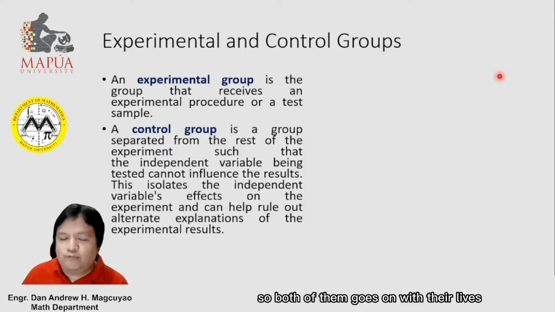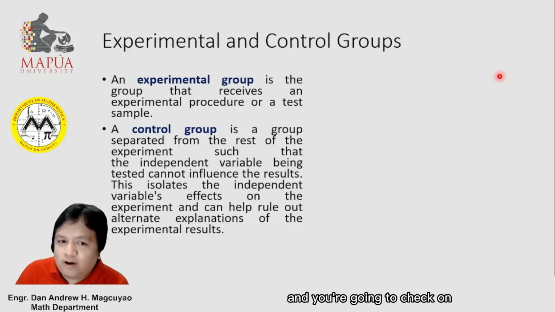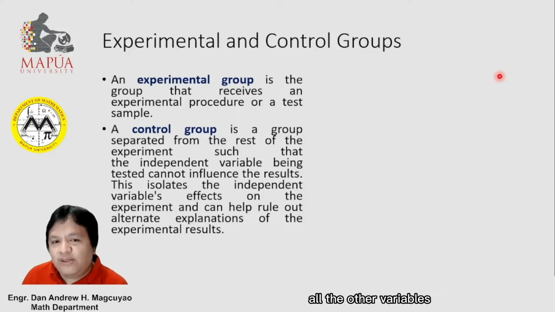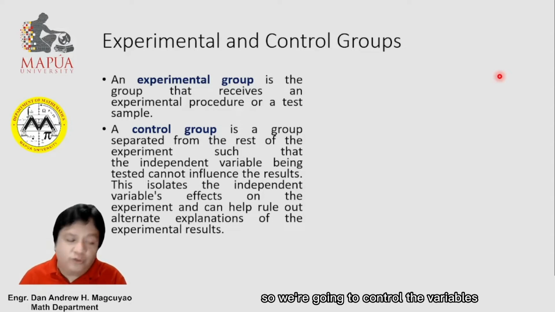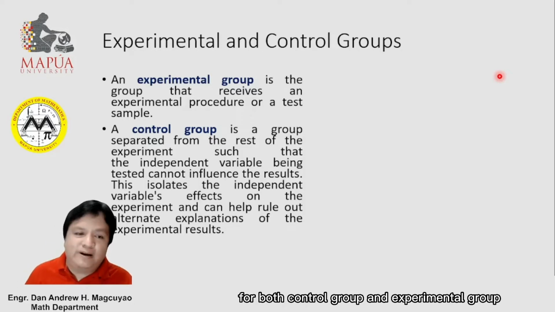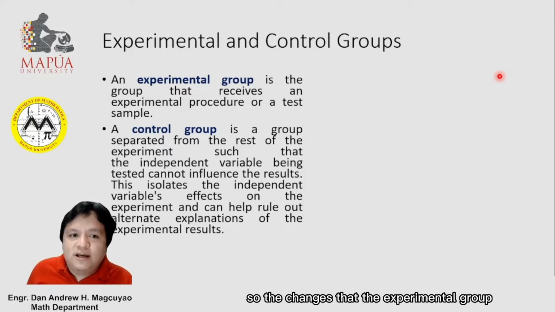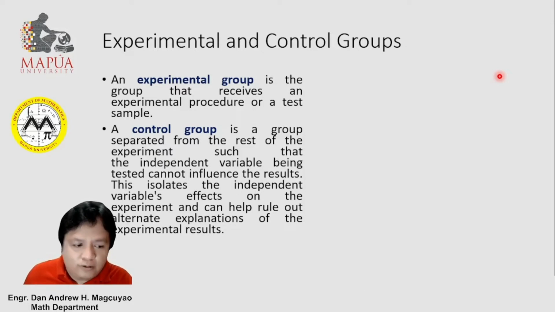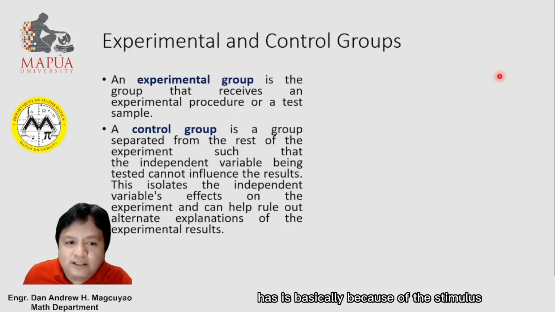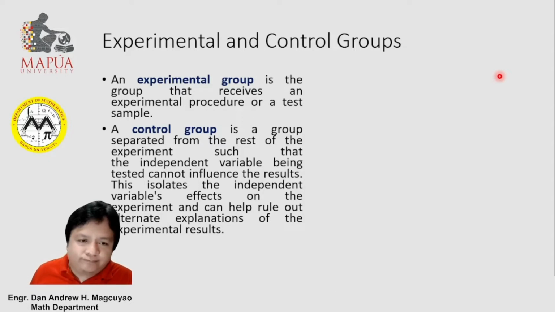So both of them go on with their lives, and you're going to check on all the other variables. So we're going to control the variables. We're going to observe the variables present for both the control group and the experimental group except for the treatment. So the changes that the experimental group has are basically because of the stimulus and no other factors, because the control group also experiences those other factors.